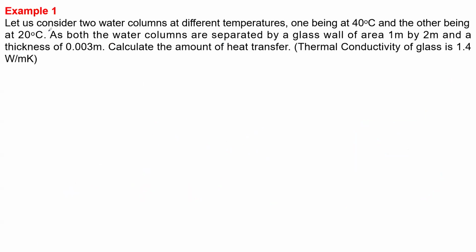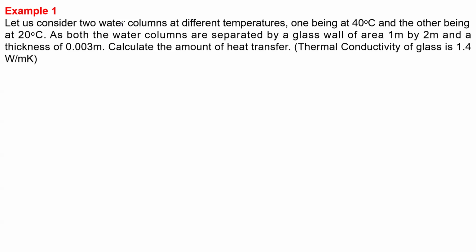So let's look at the example. Let us consider two water columns at different temperatures, one being at 40 degrees centigrade and the other being at 20 degrees centigrade. Both water columns are separated by a glass wall of area 1 meter by 2 meter and a thickness of 0.003 meter. Calculate the amount of heat transfer, given that the thermal conductivity of glass is 1.4 watt per meter per Kelvin. So you see, this is an example. The thermal conductivity stands for K.